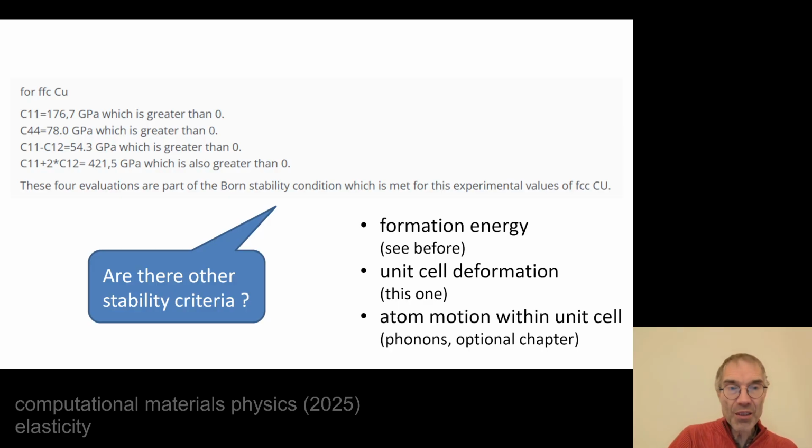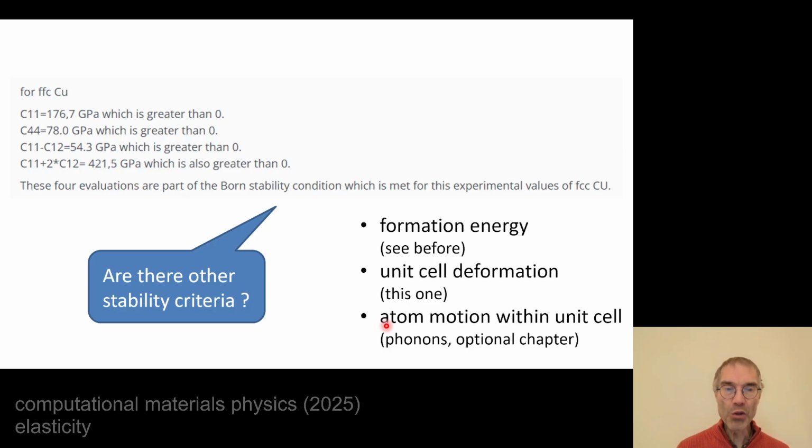This unit cell deformation, whether that one is coming back to the equilibrium or not, that is measured by the Born stability criteria. And there is a third set of stability criteria that have to do not with the deformation of the unit cell as a whole, but with the atomic motion inside the unit cell. And this is determined by phonons.